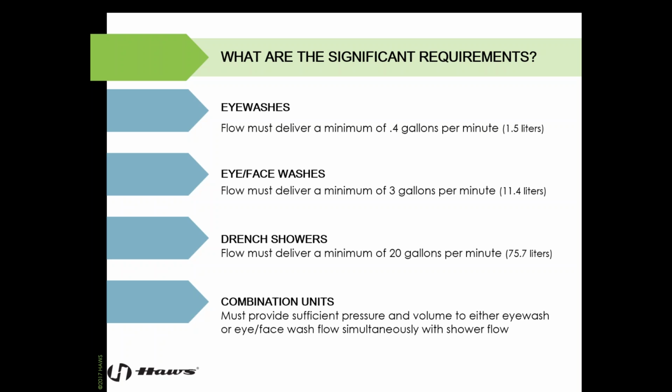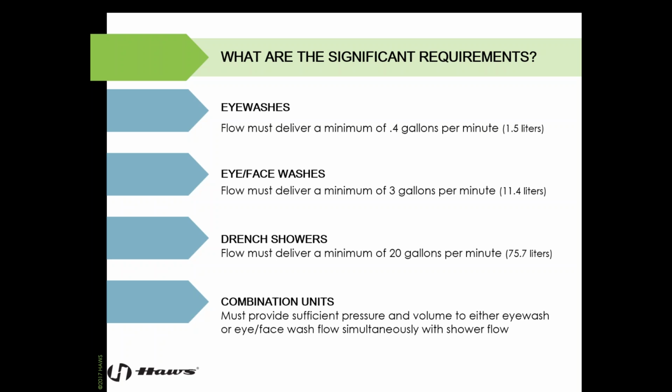So as you can see on the screen, eyewash flow requires a minimum of 0.4 gallons per minute. That's a relatively low flow, but there are all different types of eyewashes. There's gravity-fed, air pressurized, and plumbed. An eye face wash requires a minimum delivery of 3 gallons per minute. So that's significantly more than an eyewash, which makes sense though. It's got a lot more coverage on the eyes and the face.